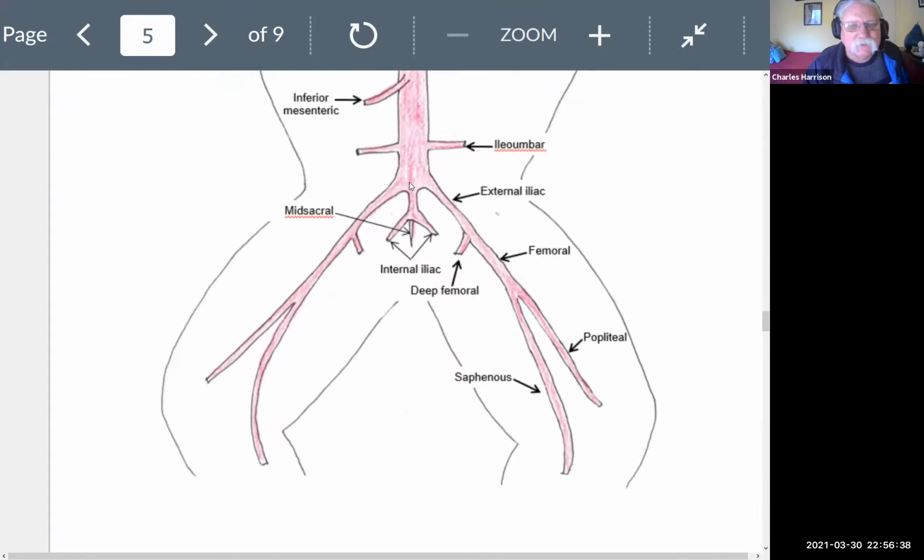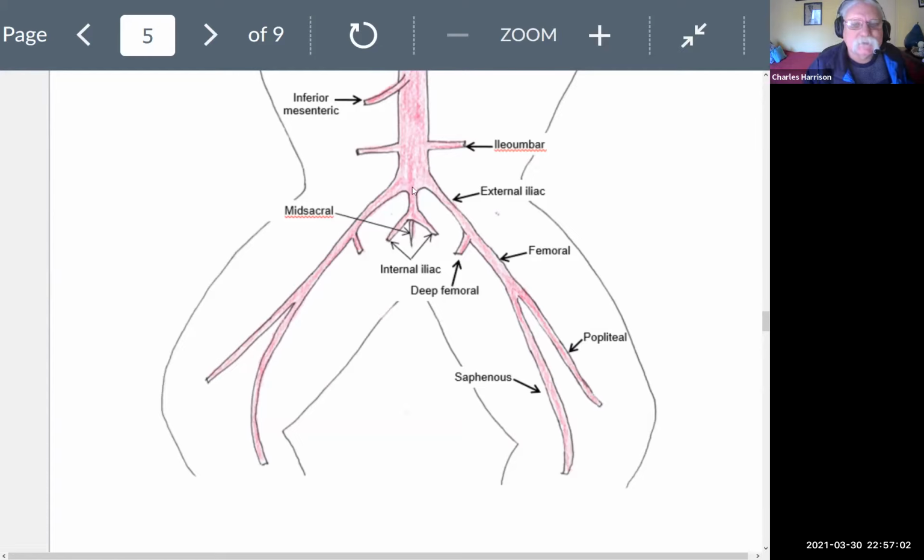Down a little bit lower, we get the same splitting in 2. So we can just start at the end. This is the popliteal. Rather than great saphenous, we call this the saphenous artery. I don't know why.